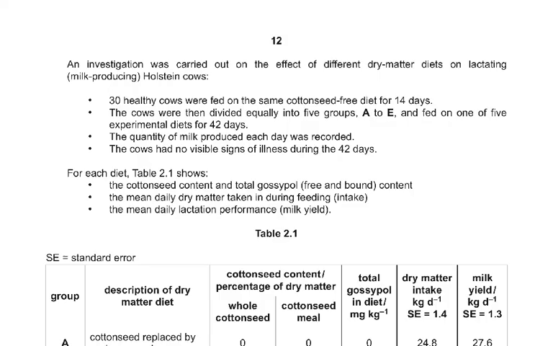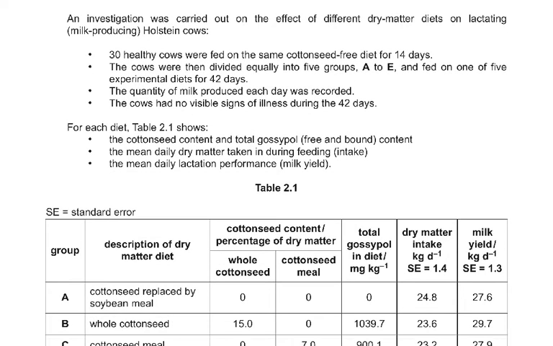An investigation was carried out on the effect of different dry matter diets on lactating milk producing Holstein cows. 30 healthy cows were fed on the same cottonseed free diet for 14 days. So we took 30 healthy cows, not the ones which were diseased or had some issues with them. We took healthy cows and fed them on the cottonseed free diet. We gave them some ordinary diet, but it didn't have any cottonseed in it.